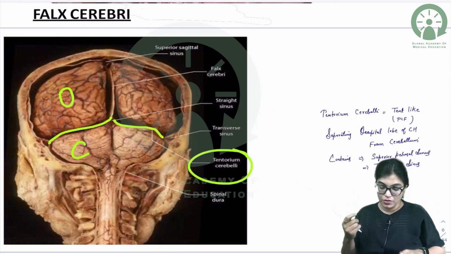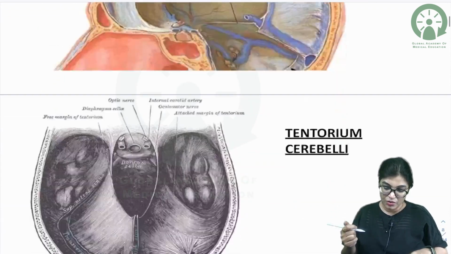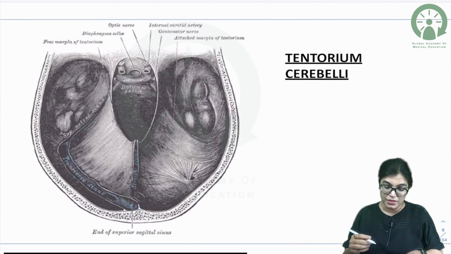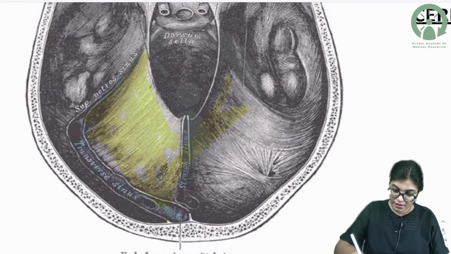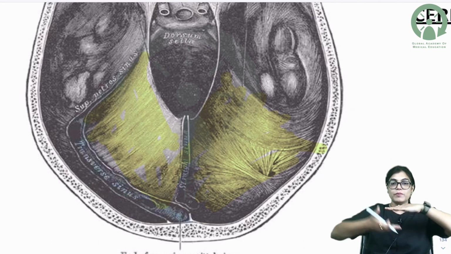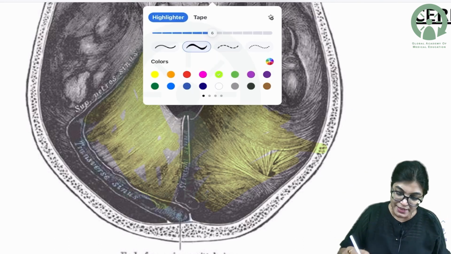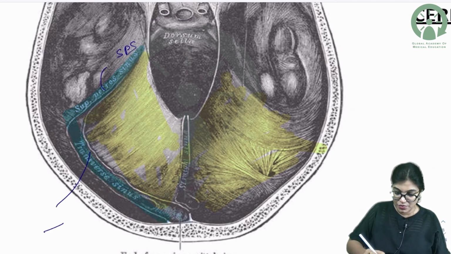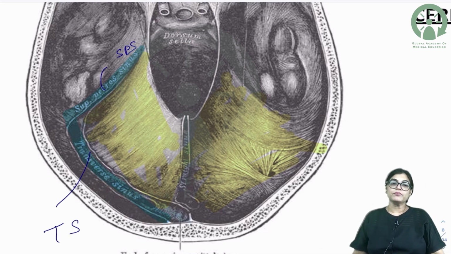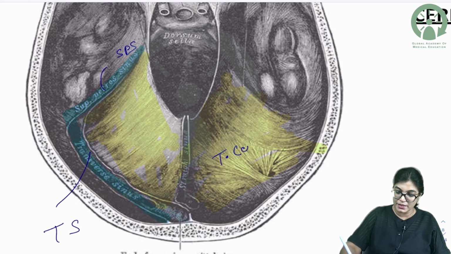So we have done with this. Now, this is the enlarged view in which you can clearly see the tentorium cerebelli, the tent-like structure. This whole is the tentorium cerebelli. In the posterior cranial fossa, above this lies the occipital lobe and below this lies the cerebellum. Two sinuses are shown as its contents: this is the superior petrosal sinus and this is the transverse sinus, TS, as the contents of the tentorium cerebelli.